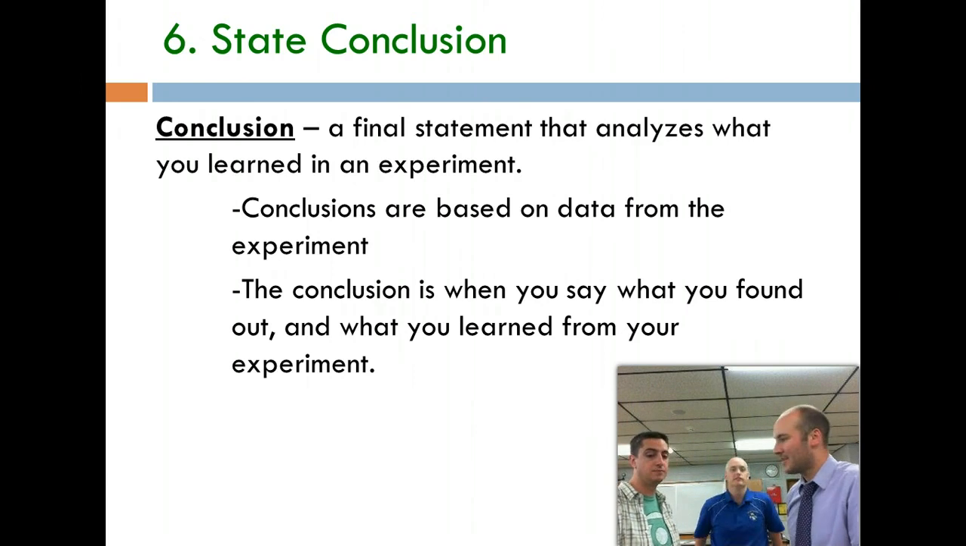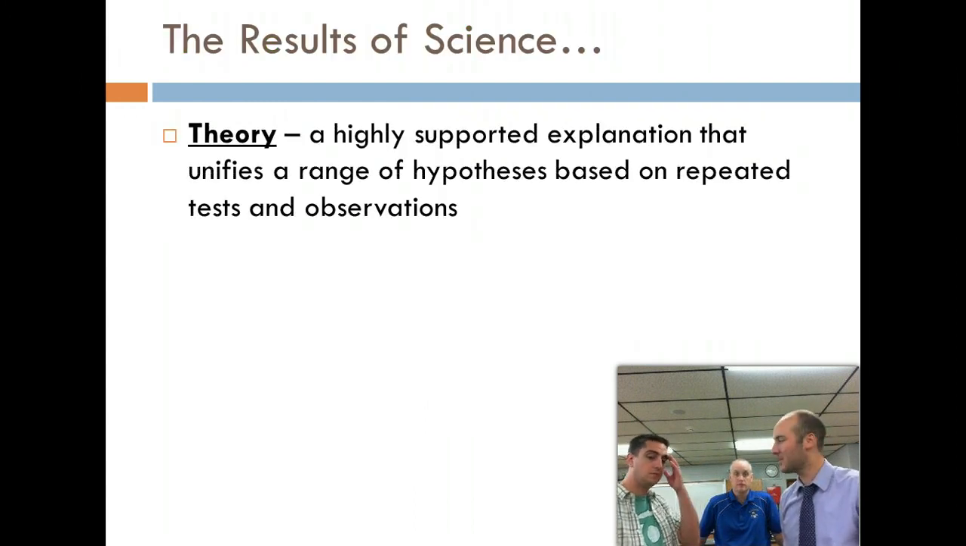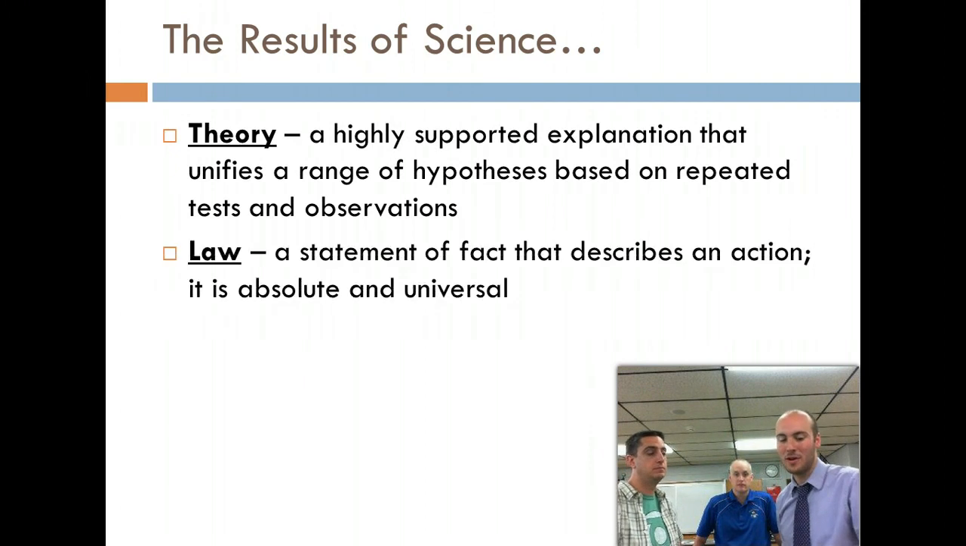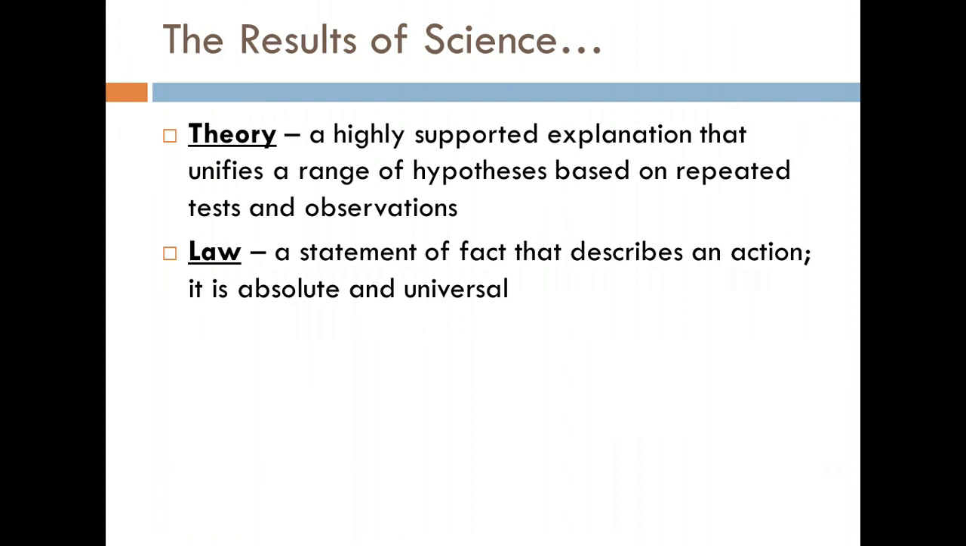Good. Now, what we're going to move on to next is what happens when you have lots and lots of experiments and lots of data. You can end up with two different things, one called a theory and one called a law. I'm going to let Mr. Black explain this because I think he does a very good job.